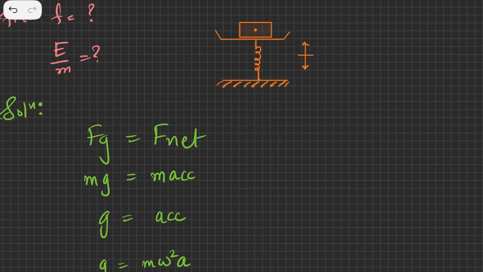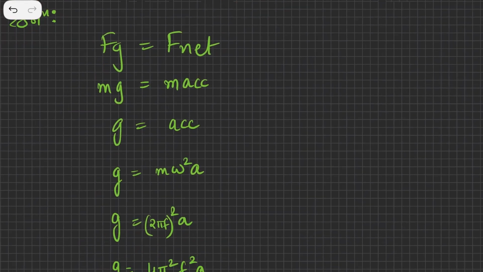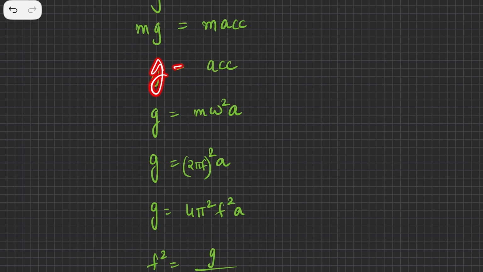Now understand, why is the block going to leave this surface? It is because the spring has pushed the block very fast. That means it is because of the acceleration of the spring that has made this block fly. So acceleration due to gravity is equal to acceleration, and this acceleration will be because of the spring. So acceleration in a spring is omega square A, the maximum acceleration. Now actually the acceleration is minus omega square x, but we are ignoring the minus sign.